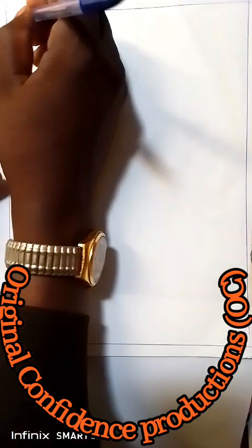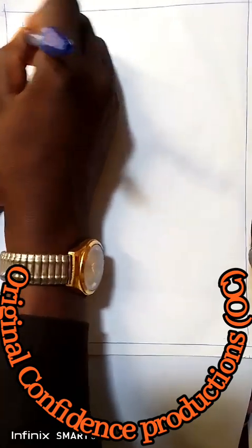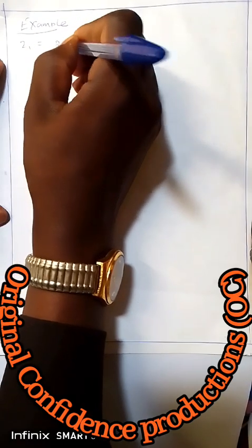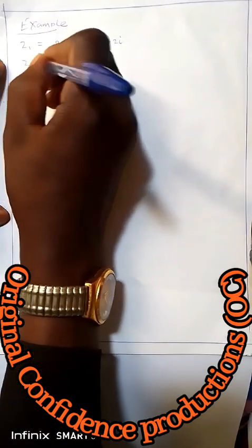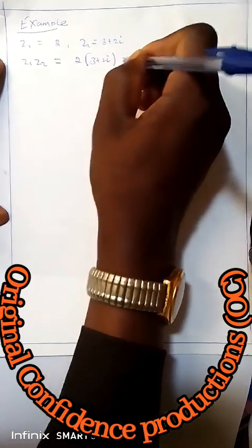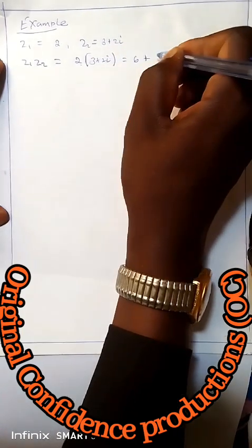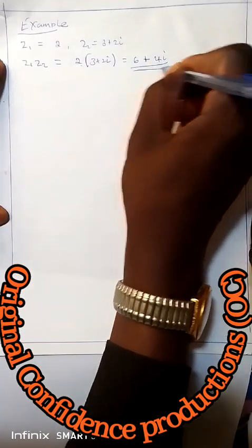So we want to continue, and we can have an example. The example can be z1 equals 2 and z2 equal to 3 plus 2i. In this case, we shall have z1 times z2 equal to 2 into 3 plus 2i. So you open, this is 6 plus 2 times 2i, that is 4i. This becomes our answer.